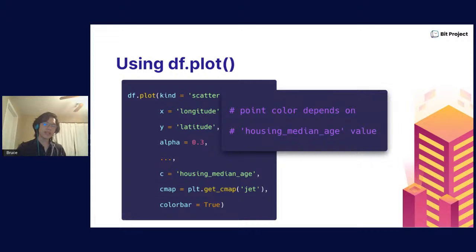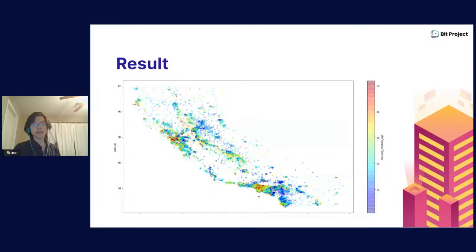So the takeaway here is that the x value of the point depends on the row's value in the column labeled longitude. The y position of a point is going to depend on the row's value in the column latitude, and the color of the point is going to depend on the value of the row in the column housing median age. So this is what that looks like.